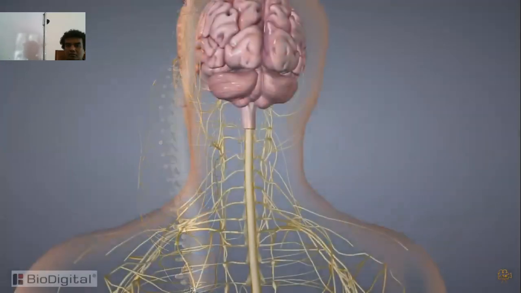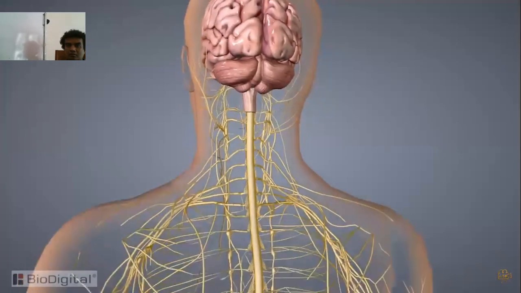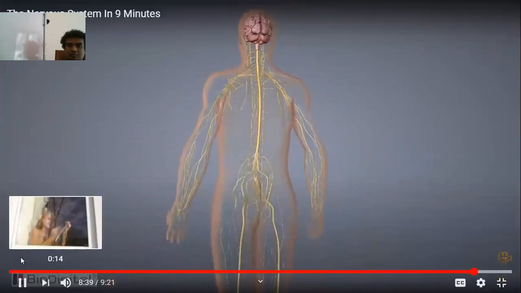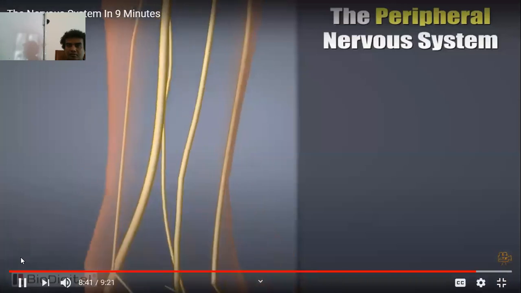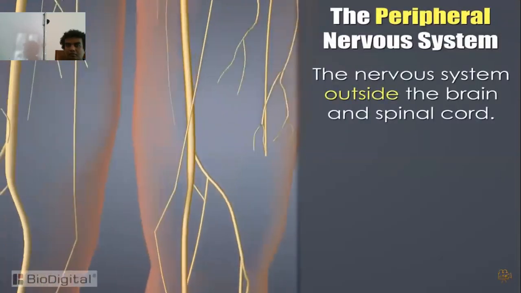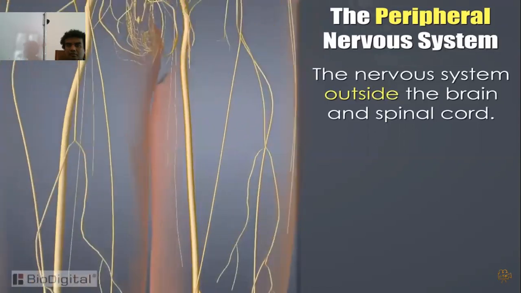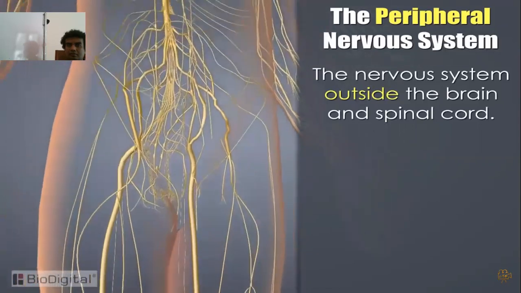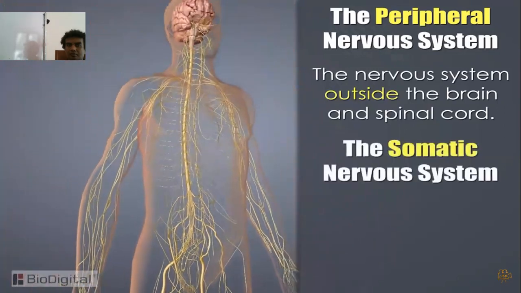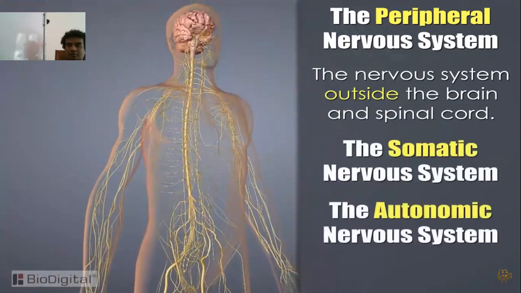Now that we know the brain and spinal cord primarily make up the central nervous system, let's look at the peripheral nervous system. The peripheral nervous system is essentially the nervous system outside of the brain and spinal cord. The peripheral nervous system is then subdivided into two smaller systems called the somatic nervous system and the autonomic nervous system.